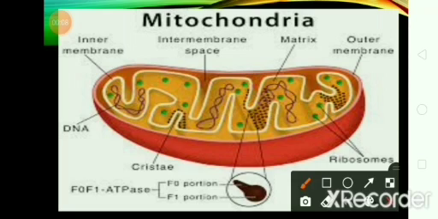Students, see this slide. This is mitochondria. Mitochondria have two membranes. This is the outer membrane. This is the inner membrane. The inner space is called matrix. Spherical structures like DNA. DNA means deoxyribonucleic acid. Green dot-like structures are called ribosomes. This is cristae.